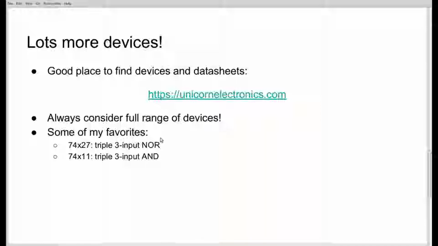And in general, as a designer, you should always be considering the full range of devices that are available. Some of the sort of esoteric devices that I've used in my designs include things like the 7427, which has 3 input NOR gates in it. We're going to see that device when we talk about glue logic in a later video. There's the 7411, which has 3 input AND gates. I've used that one as well. And in general, it's definitely in your advantage to consider your full range of possibilities. The goal always is to minimize the number of integrated circuits that you include in your design.